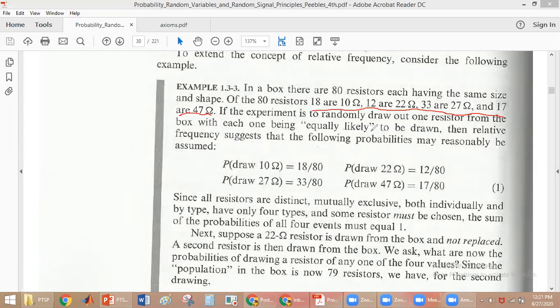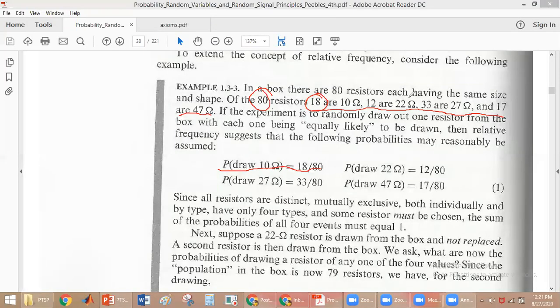Now, if the experiment is to randomly draw out one resistor from the box, with each one being equally likely to be drawn, then relative frequency suggests that the following probabilities may reasonably be assumed. What is the probability of drawing a 10 ohm resistor? How many 10 ohm resistors are there? 18, divided by the total number of resistors, 80. So the probability of drawing 10 ohm is 18 by 80.